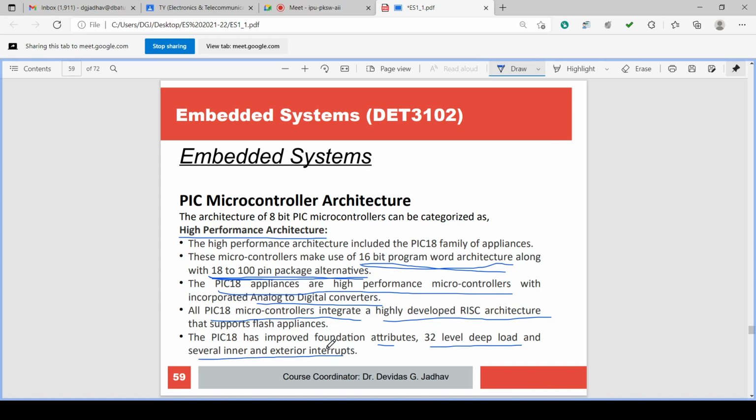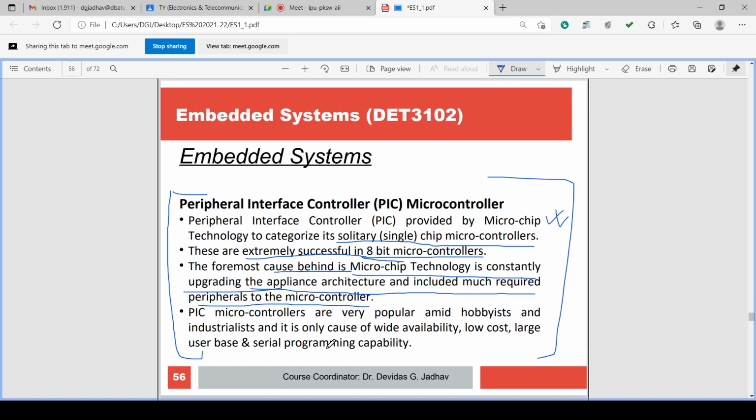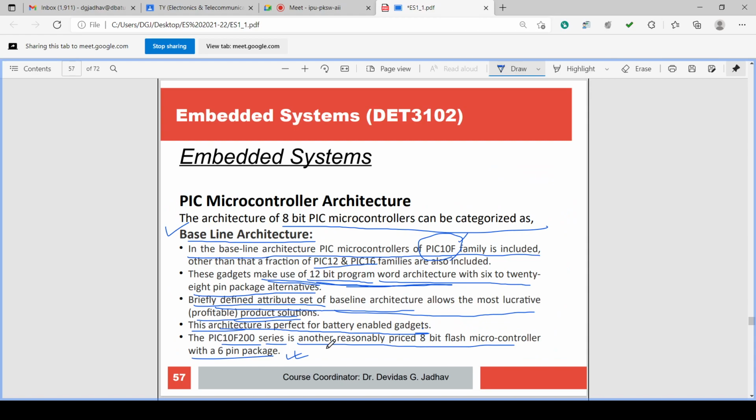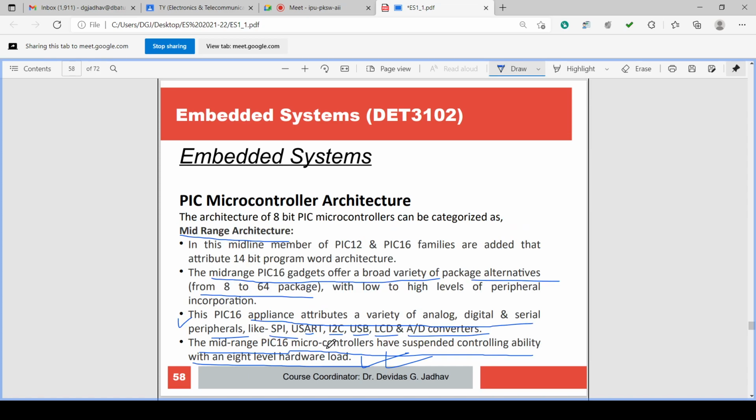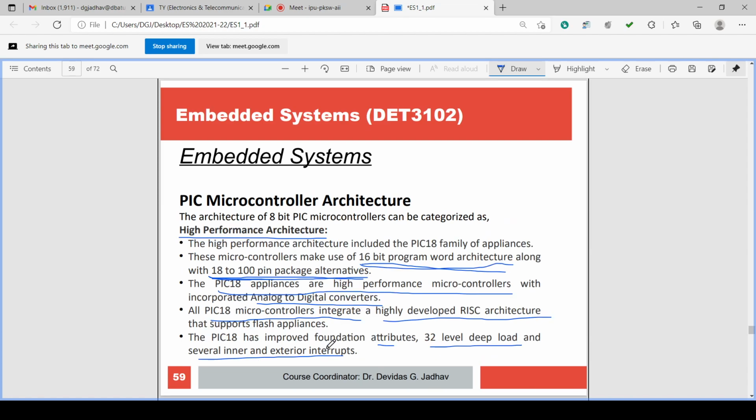This is about PIC microcontroller architecture: baseline architecture, mid-range architecture, and high performance architecture. So these are the different PIC microcontroller architectures. It is an 8-bit PIC microcontroller. This is the baseline architecture, PIC10F. Then mid-range architecture, PIC12 and PIC16. Again, it is 8-bit. And the high performance architecture has a 16-bit program word architecture.